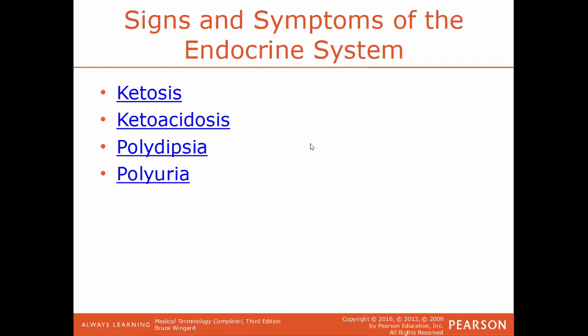So our next term, polydipsia. This is having an abnormal amount of thirst, very common for people who have diabetes. And our last term here, polyuria. This is the production of an abnormally large volume of urine, and that urine will tend to be very dilute because there is so much of it.